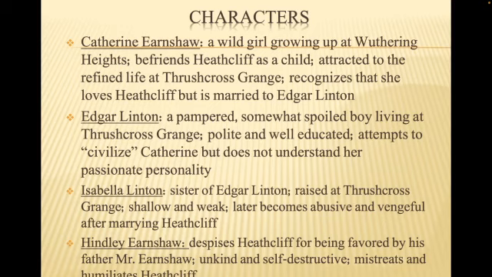Edgar Linton is a pampered, somewhat spoiled boy living at Thrushcross Grange. He's polite and well-educated and attempts to civilize Catherine, but he does not understand her passionate personality. Now, Isabella Linton is the sister of Edgar Linton. She is also raised at Thrushcross Grange, just like Edgar, but she's shallow and weak. She later becomes abusive and vengeful after marrying Heathcliff.